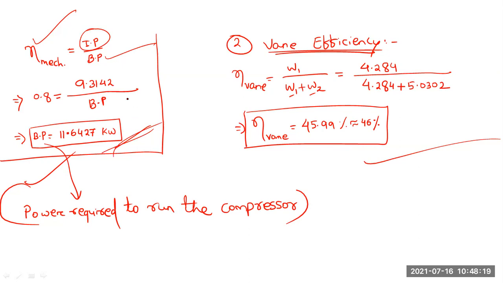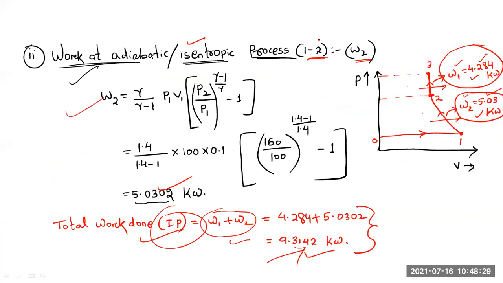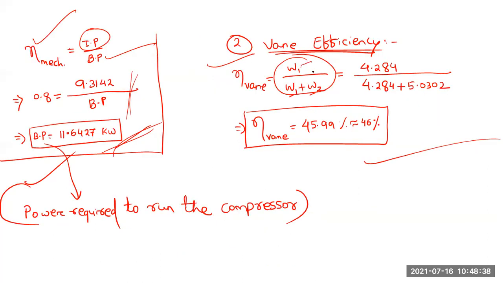11.6427 kilowatt. Now once we have all these things, then for the vane efficiency we directly apply the formula W1 divided by W1 plus W2. W1 means work done at constant volume process, this process. W2 means work done in the adiabatic or isentropic process, this process. W1 and W2 we have already calculated, just put the values and you will get the answer.